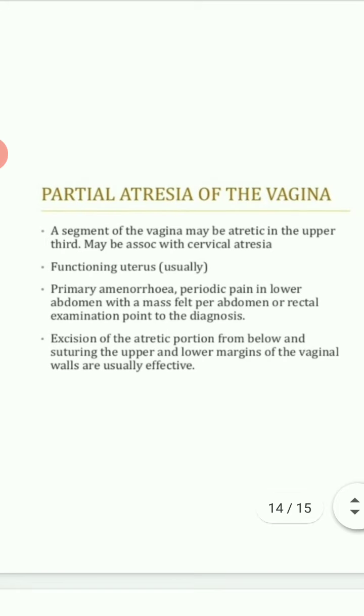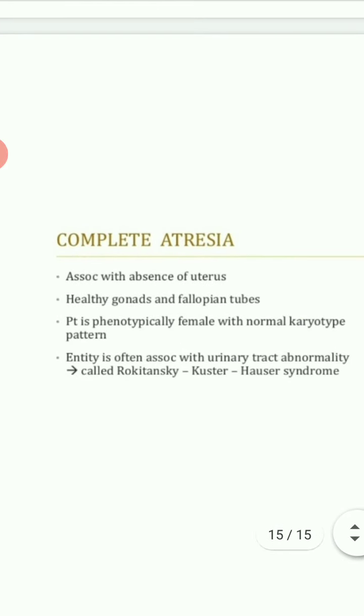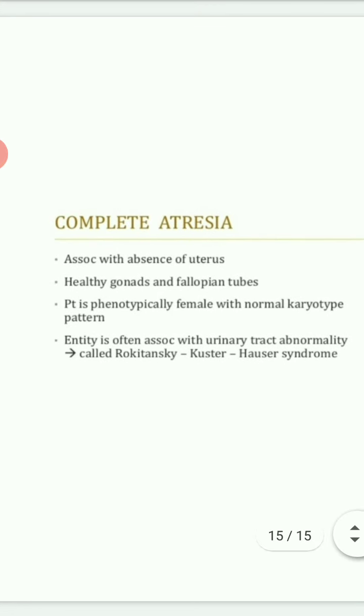partial atresia of the vagina. A segment of the vagina may be atretic in the upper third, and may be associated with cervical atresia and a functioning uterus. Usually there is primary amenorrhea and periodic pain in the lower abdomen, with a mass felt per abdomen or on rectal examination pointing to the diagnosis. If there is partial atresia, we should rule this out. Excision of the atretic portion from below and suturing the upper and lower margins of the vaginal walls is usually effective.